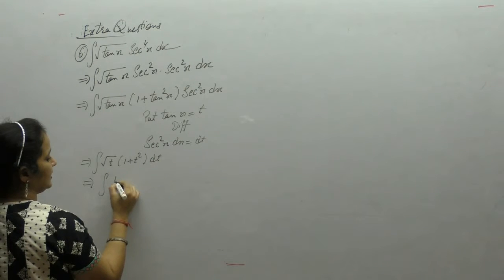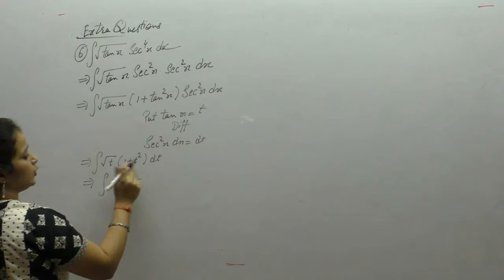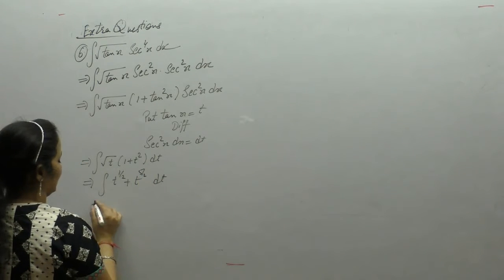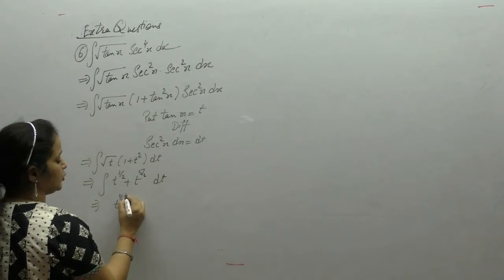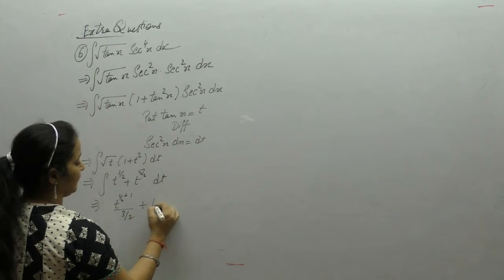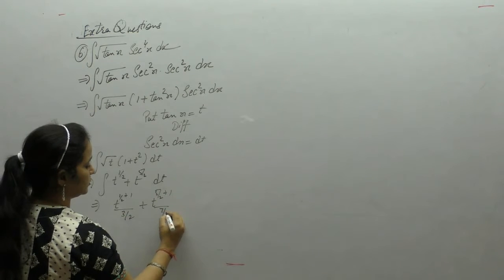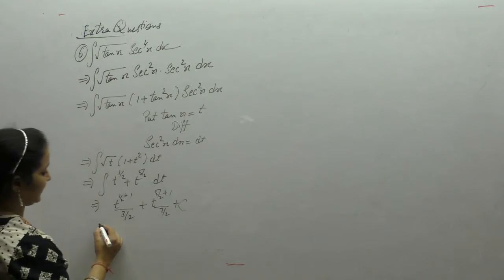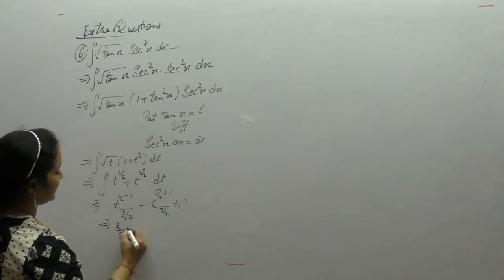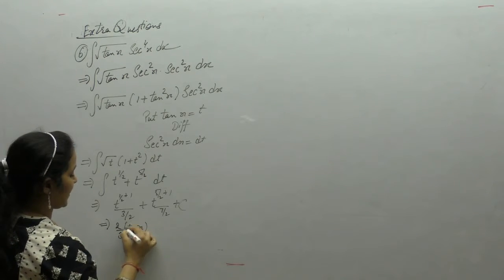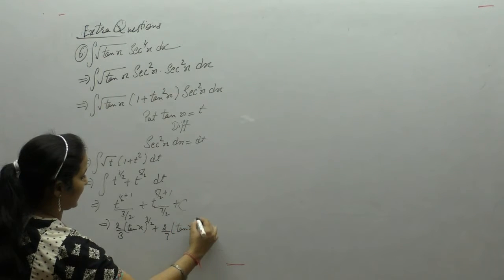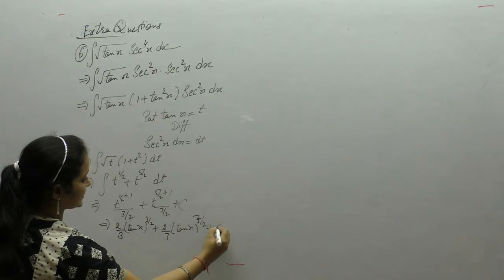Add the powers here. T power 1 by 2, t square plus 1 by 2, 5 by 2. Apply the power rule, n plus 1. 1 by 2 plus 1 is 3 by 2, and 5 by 2 plus 1 is 7 by 2. Put the value of t here. T is tan x. So tan of x power 3 by 2 upon 3 by 2 plus tan of x power 7 by 2 upon 7 by 2, plus c.